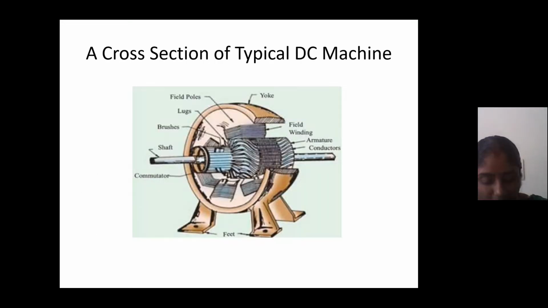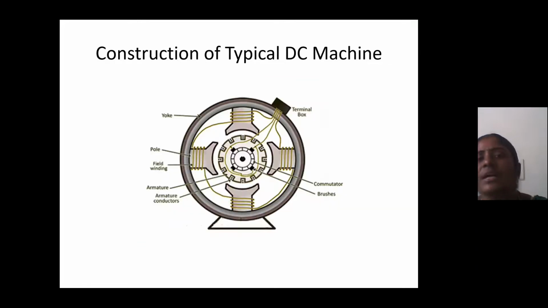A cross-sectional view of a typical DC machine is shown in the slide. In this diagram, you can see where the shaft, brushes, field poles, yoke, field windings, and armature conductors are present. So this is the construction of a typical DC machine.